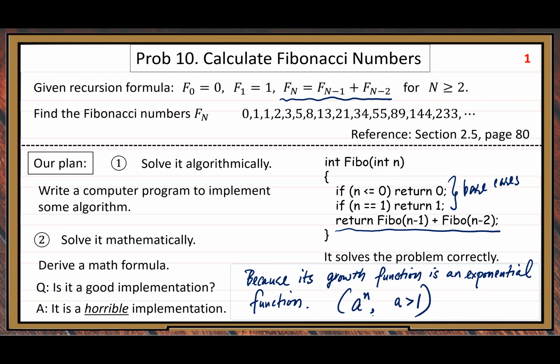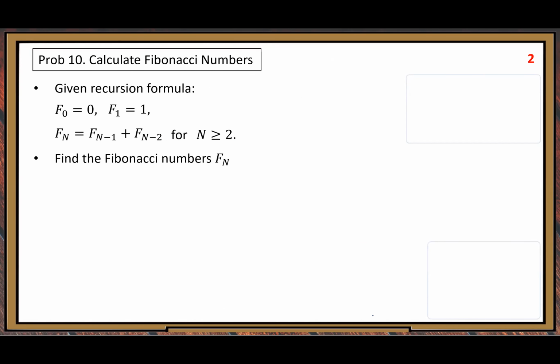But we want to understand why it is so slow, right? So here in this slide, I want to explain why our first implementation is so slow. Let me draw a recursion tree to show you the reason. I just calculate Fibonacci of 6. That's a small number, Fibonacci number for n equals 6.